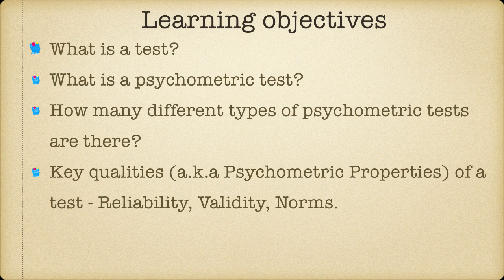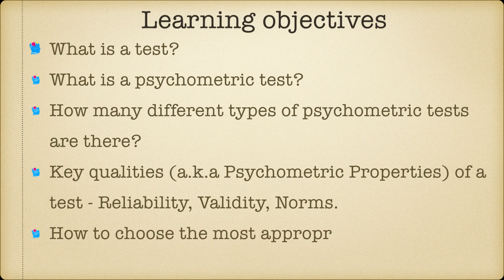Then, we will talk about psychometric properties and explain 3 key psychometric properties of a test in detail. These 3 properties are reliability, validity, and norms. And finally, we will talk about how to select a test or a combination of tests for a given purpose.